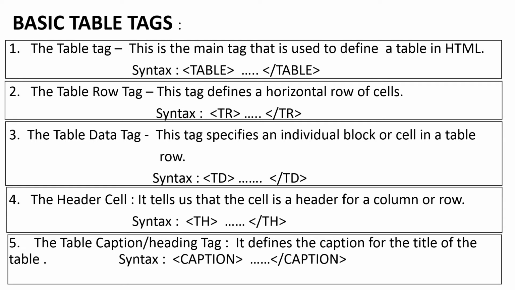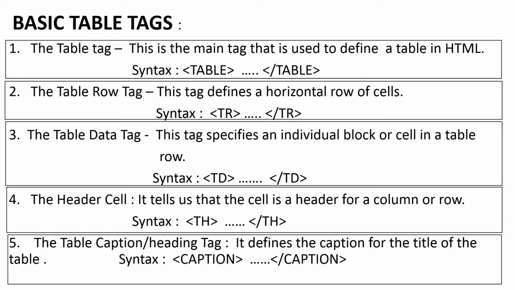Now, next is the header cell. The header cell tells us that the cell is a header for a column or row. If you want to define any heading in that table, suppose the first row of the table is usually a heading, you define that using the header cell. The syntax for header cell is th. It is written between less than and greater than symbols, and once you open it, you need to close it. Then only that tag will be useful. Now next is the table caption heading.